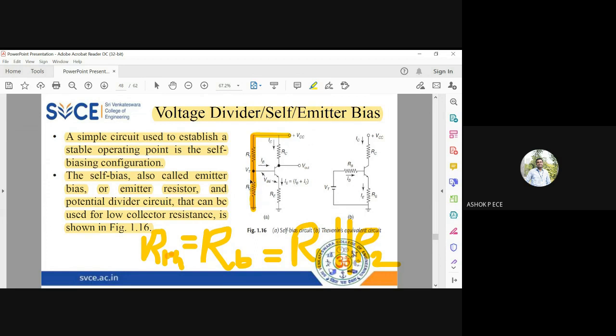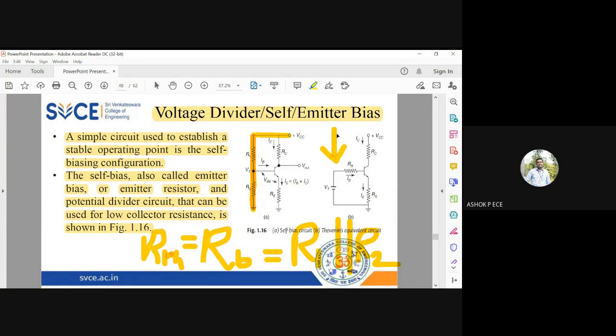So once I know RTH and VTH, I can simplify this circuit as shown here. R Thevenin will be available at the base and VT will be placed here. So now analyzing this circuit becomes very easy for me. Rather than having a circuit with 4 resistances, now the circuit has only 3 resistances and only a single loop at the input side.